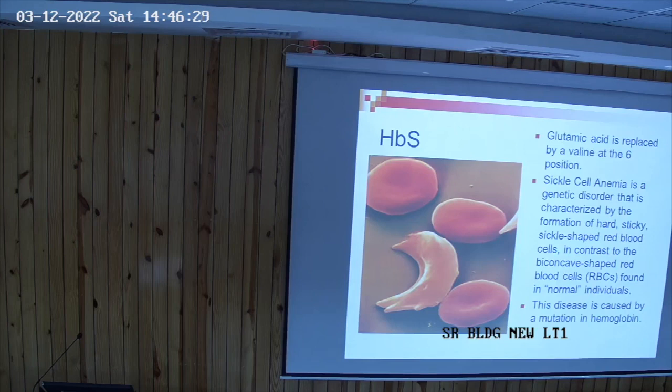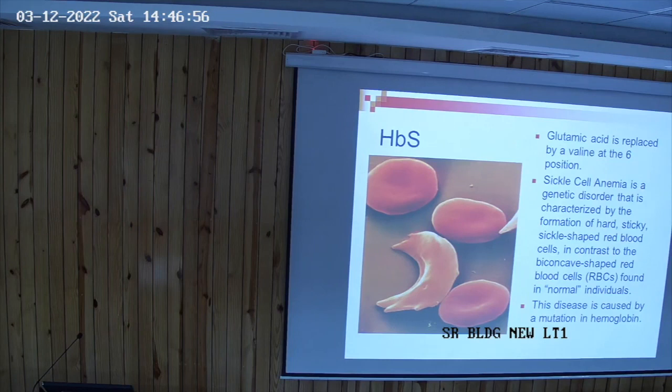So what happens is basically there is a change in the amino acid sequence. Then in hypoxia there is tactoid formation, which changes the RBC shape into sickle shape, and this sickle shape loses all the merits of the biconcave shape of the RBC. So when it is coming through the circulation, it will lose its property and result in hemolysis.